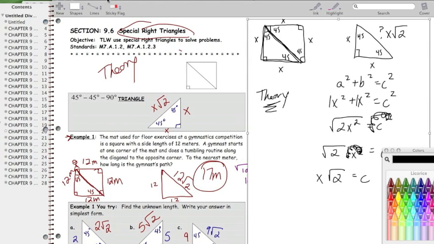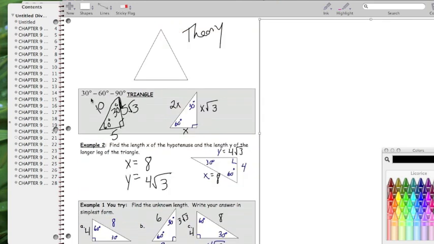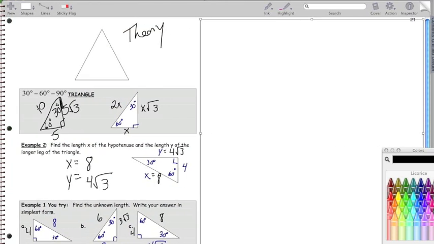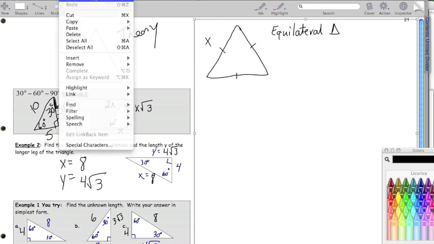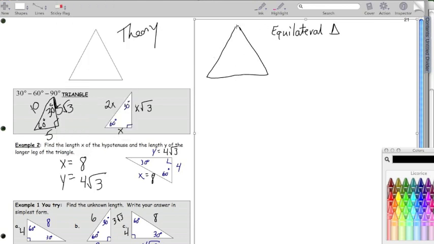So let's try with the 30, 60, 90 and see if a similar thing happens. With this one, we're going to start with an equilateral triangle. An equilateral triangle means that all of our sides are the same and all of our angles then are the same. So if all of our sides are the same, this is going to be x, that's going to be x, that's going to be x. Okay, I'm going to hold off on identifying any of the sides just yet.